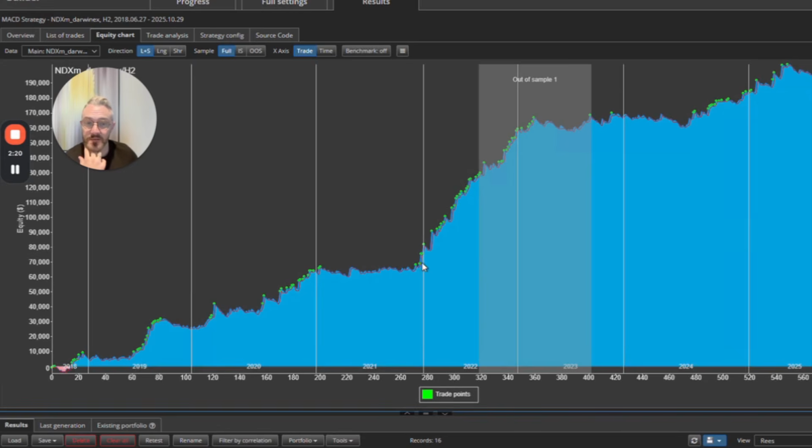Now, the outlier year was 2022. You can see a huge jump in the equity curve during this year. And that happens with all strategies. You can't expect a singular strategy to always perform. Depending on what market cycle we're in, some assets are more trending, some are more ranging. This particular strategy worked really, really well in that time period. But the important thing to note is that every single year was profitable.